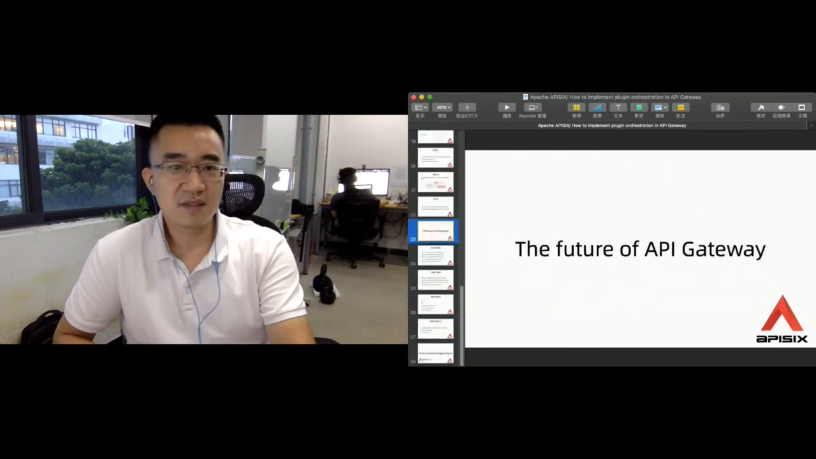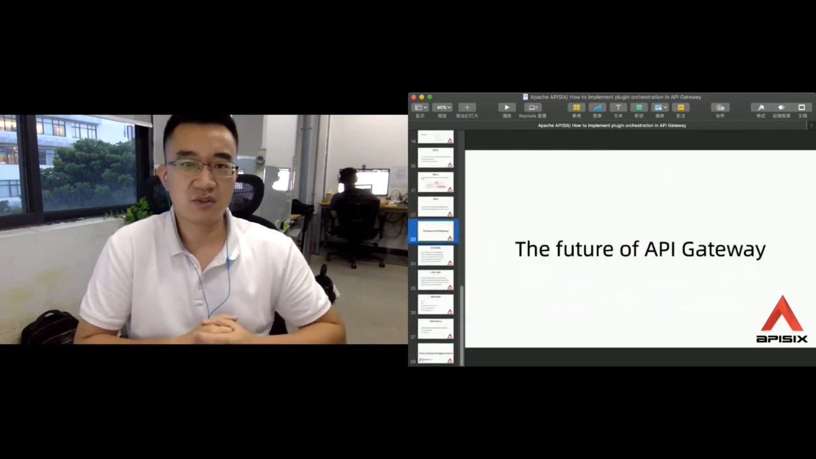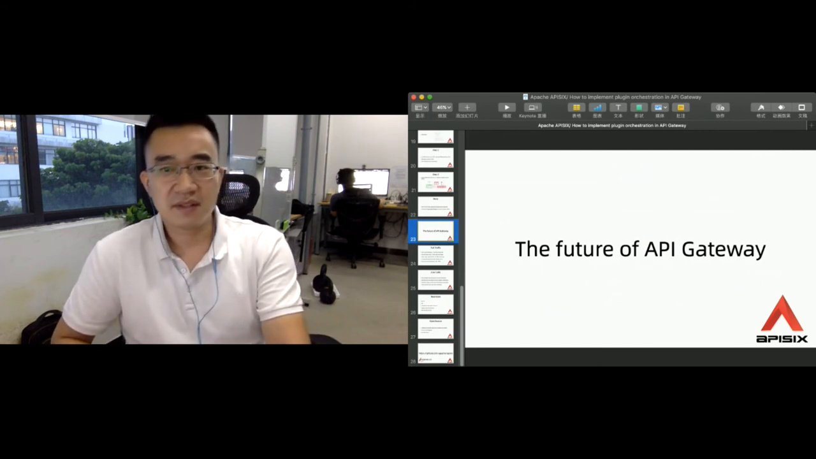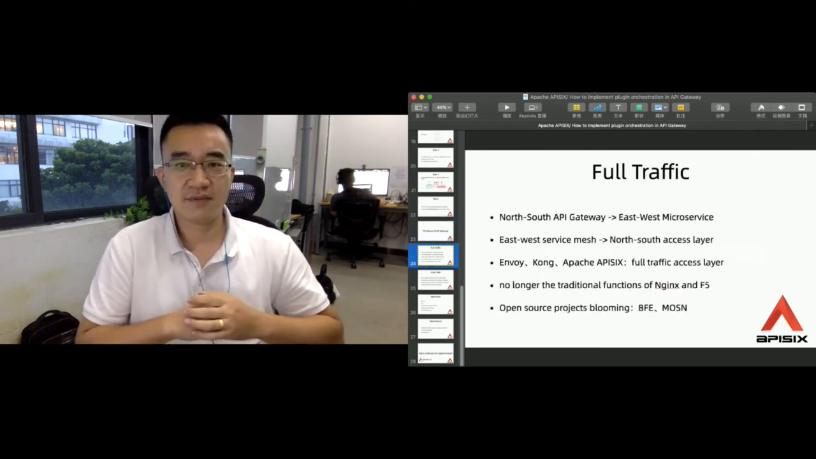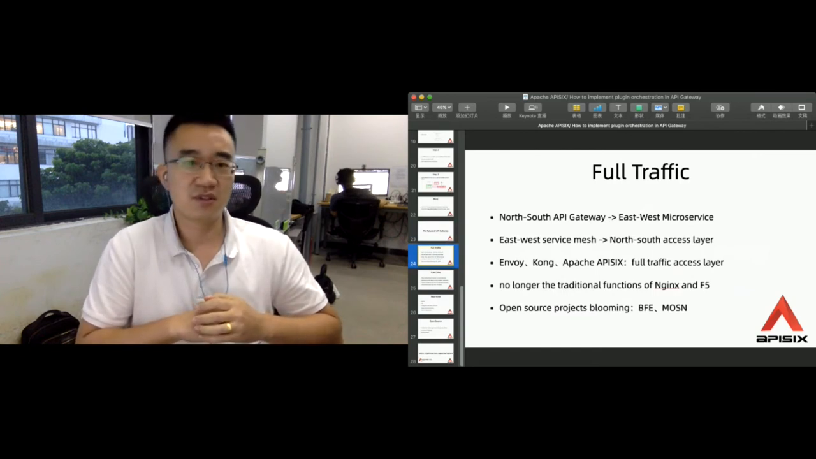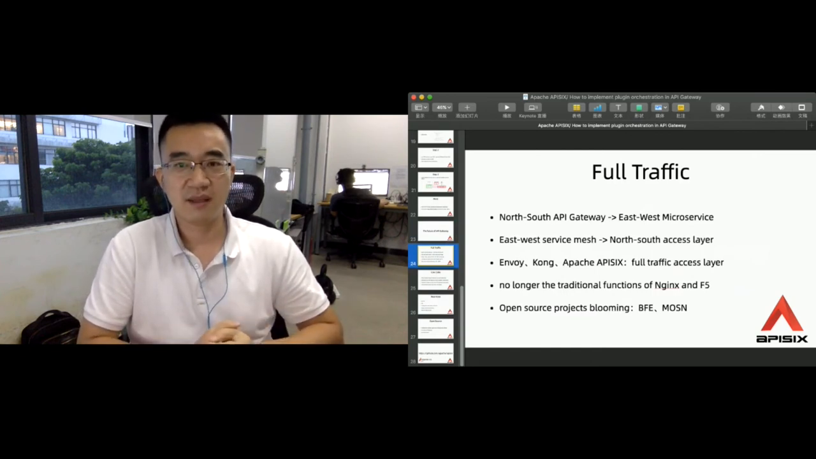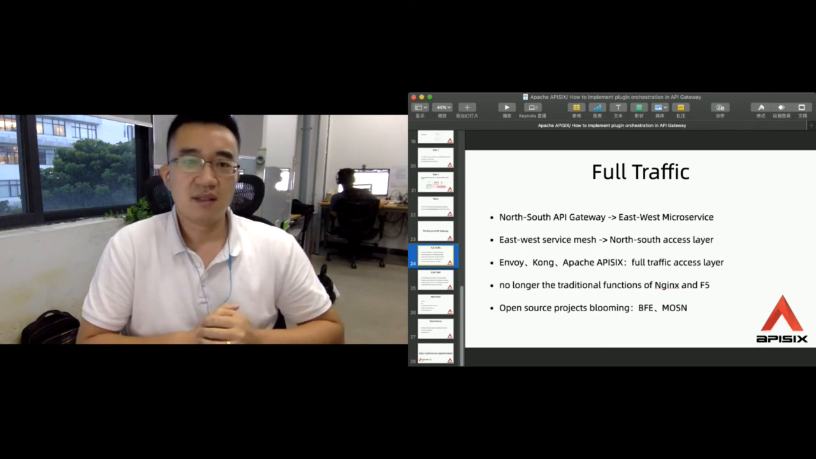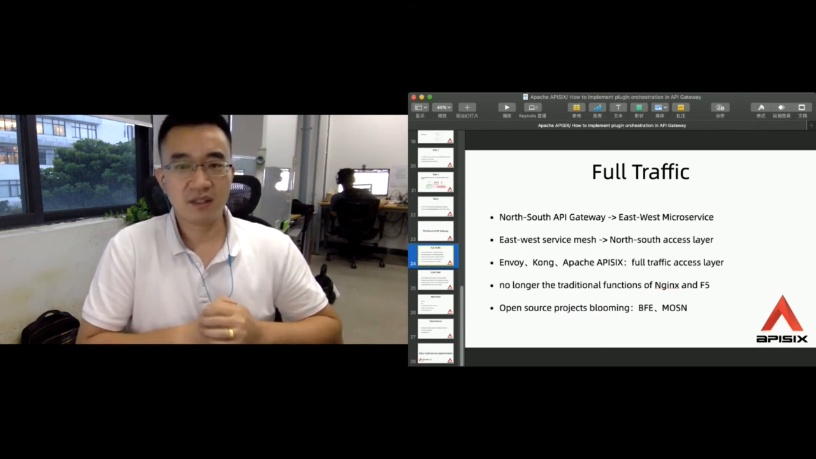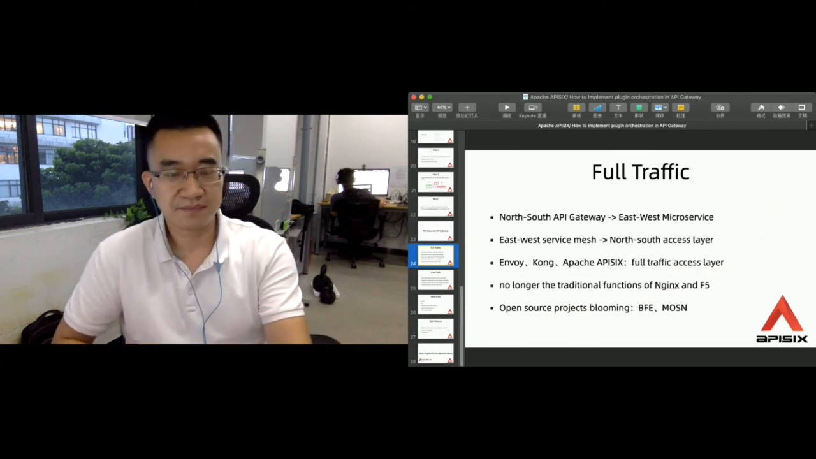And in the last part, I want to talk about our thoughts about the future of APISIX and the API Gateway. The API Gateway has existed for a long time. There have been many companies and open source projects doing API Gateway more than 10 years ago. Then in the cloud native time, API Gateway is facing changes and challenges. Users have put high requirements towards API gateways.